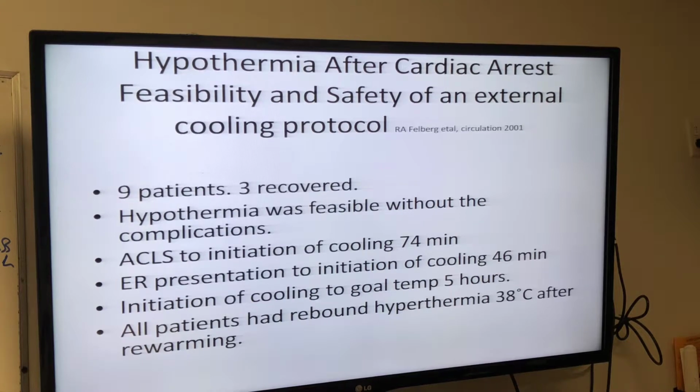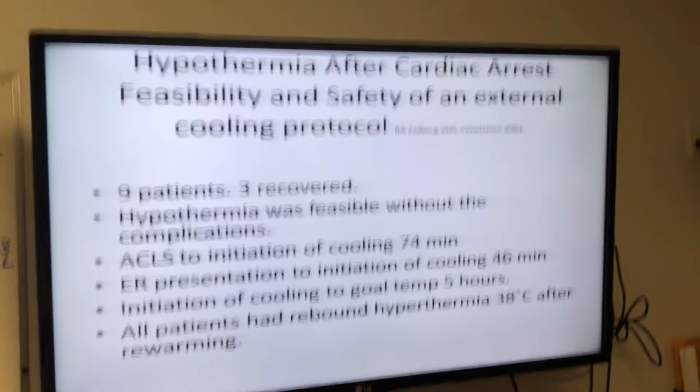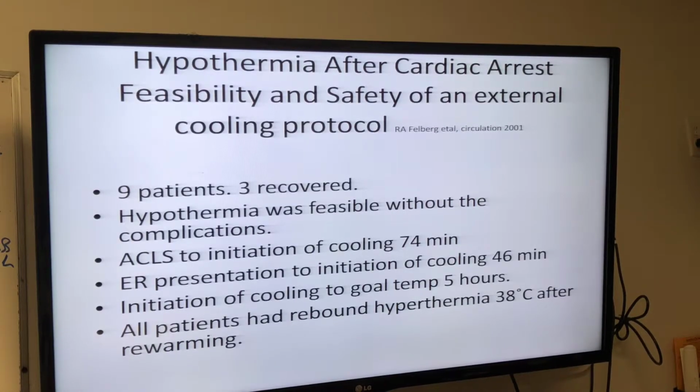ER presentation to initiation of cooling was 46 minutes. And the initiation of cooling to goal temperature was reached in about 5 hours. So that's why they came up with the number 6 hours. You have to achieve the temperature within 6 hours. And all patients, a very important statement here, all patients had rebound hyperthermia, 38 degrees.